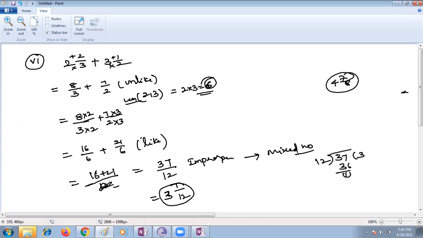Here I'm supposed to take 6. Good. I should take 6. Why? Denominator, common denominator we are taking. Sorry, I didn't check that. Now you have to convert, children. Please convert it. This is 6 table. 6 6s are 36, so 1 is left over. 1 by 6, ma'am.